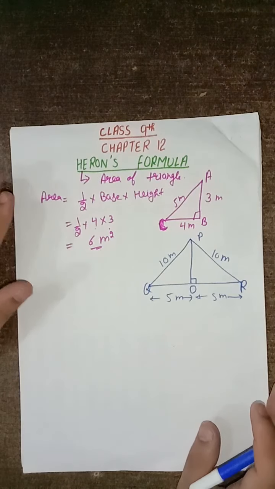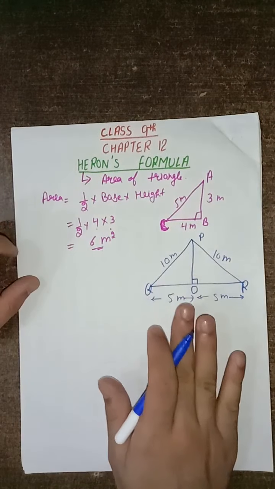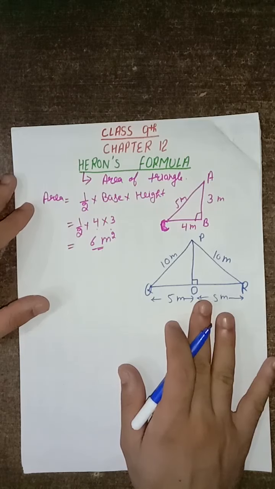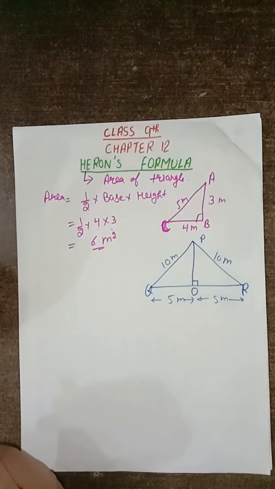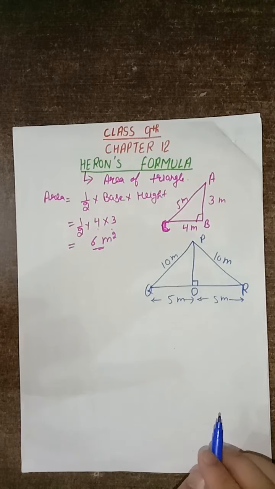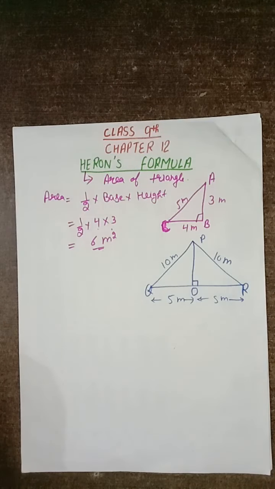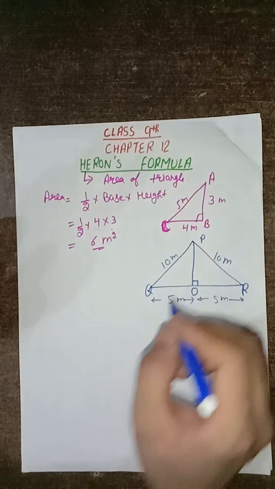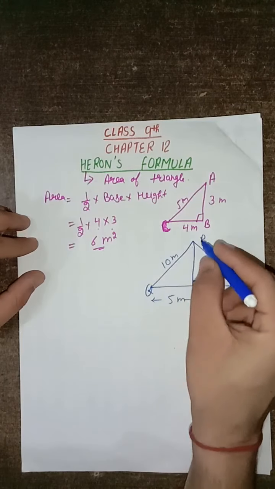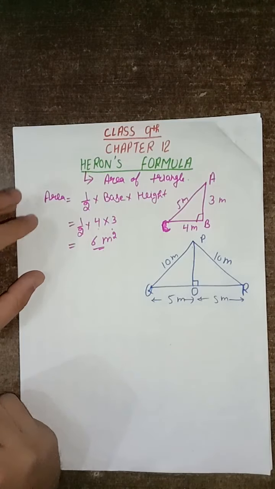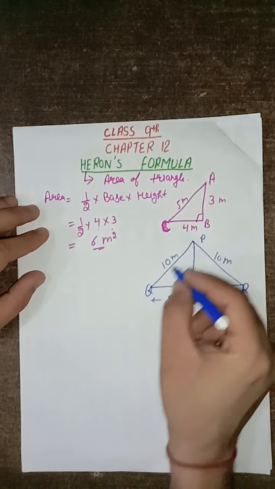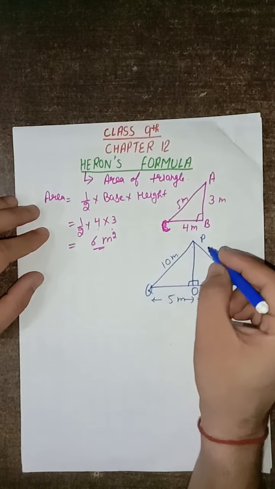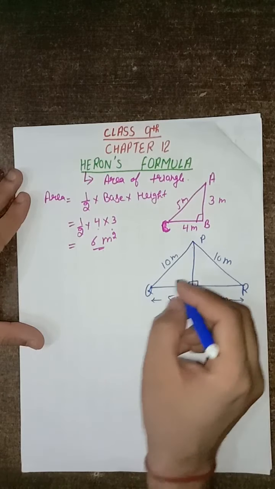Now student, you know that this is my equilateral triangle and the area of an equilateral triangle is root 3 by 4 a square, but we are not going with this formula. We simply apply Pythagoras on POQ. This is my right angle, so this is my right angle triangle POQ.